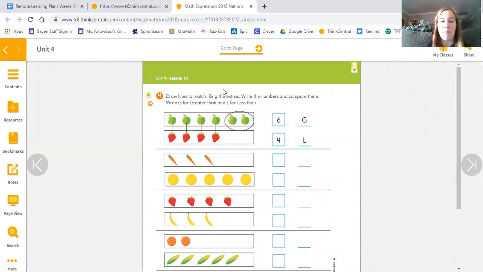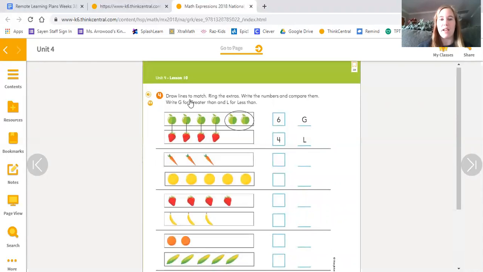If we go to the back of our page, we've done this once before, but I want to go over it again. It says, draw lines to match. Ring, or we know ring means circle, the extras. Write the numbers and compare them. So remember, when we compare two things, we look at both groups and we have to figure out which group is going to be greater and which group is going to be less. Write G for greater than and L for less than.